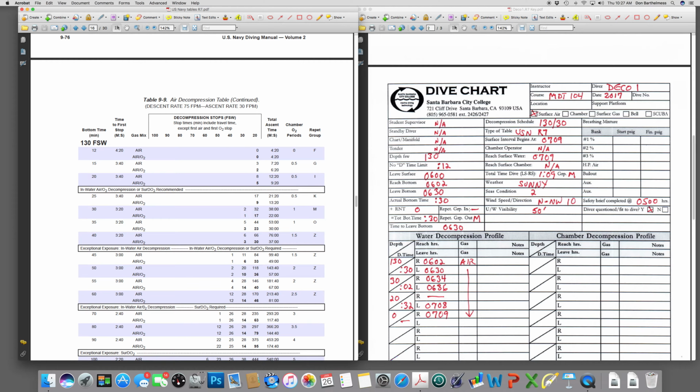Repetitive group: in this case, the diver has no residual nitrogen and hasn't made any prior dives. The diver is clean, as we say. So M amount of nitrogen.